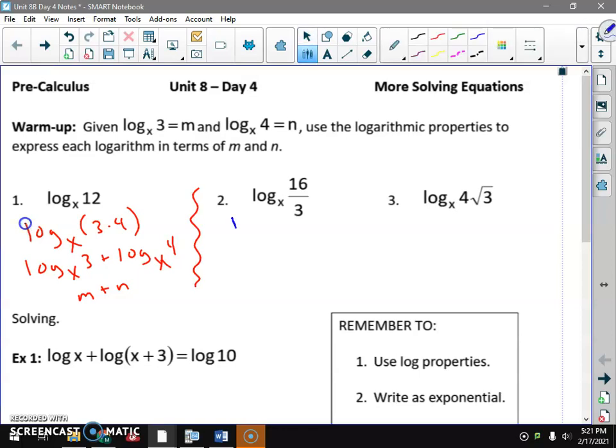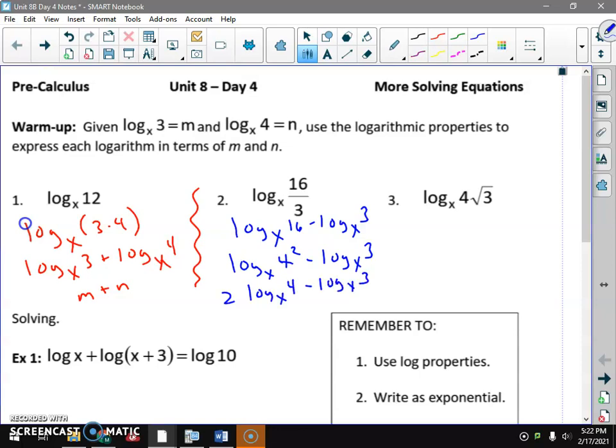Log base x of 16 over 3 is log base x of 16 minus log base x of 3. I know what the 3 is going to be. 16 is going to be 4 squared. I'm going to shoot that 2 out front. 2 log base x of 4 minus log base x of 3, which is 2n minus m.